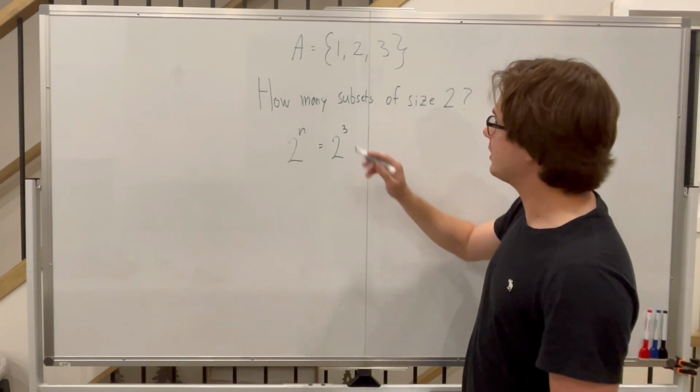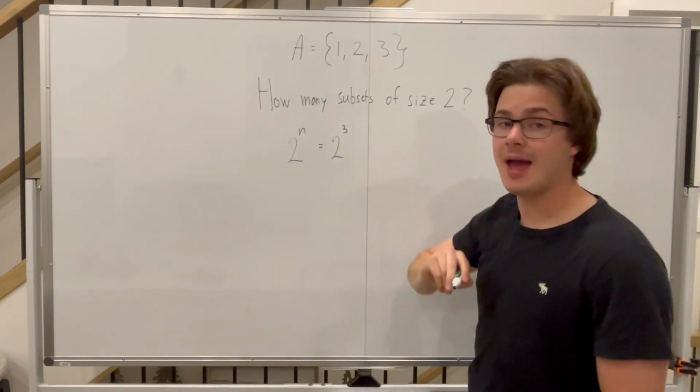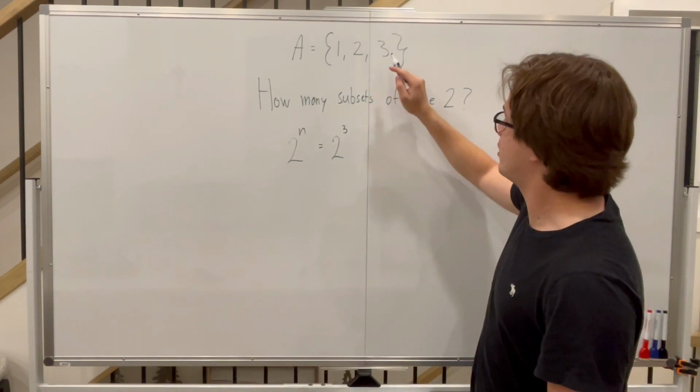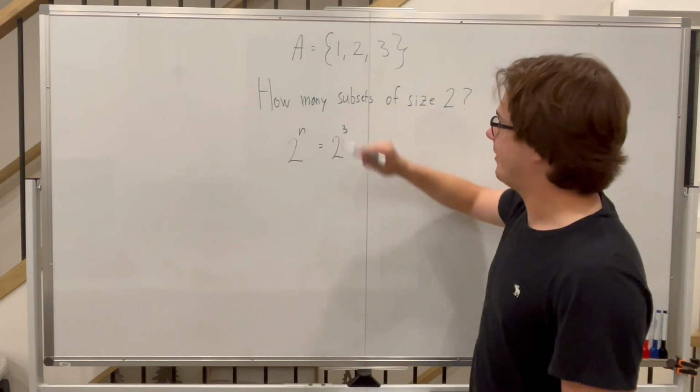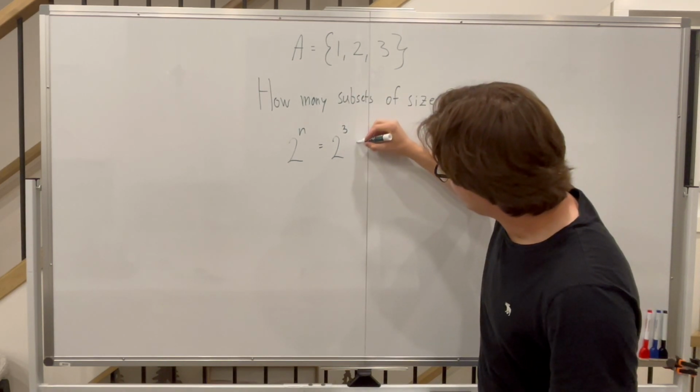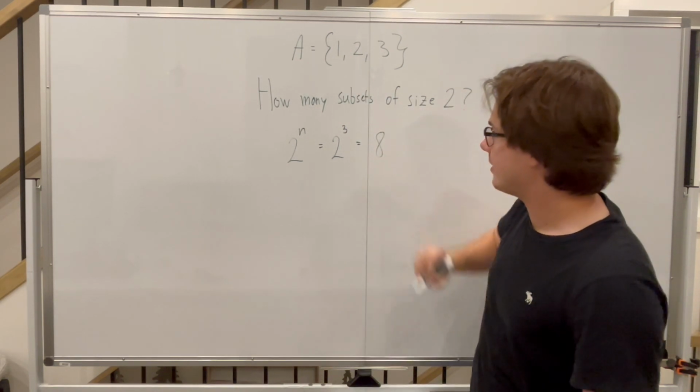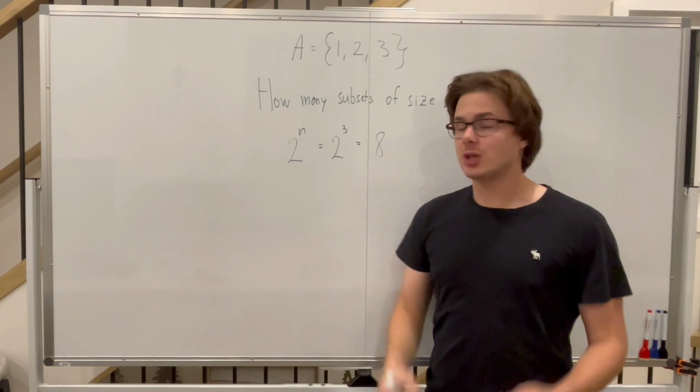Where did we get this 3 from? Well, it comes from the fact that A has 3 elements. It has the number 3, the number 2, and the number 1. So that's where we got the 3. Plugging this into our formula, we get that A has a total of 8 subsets.